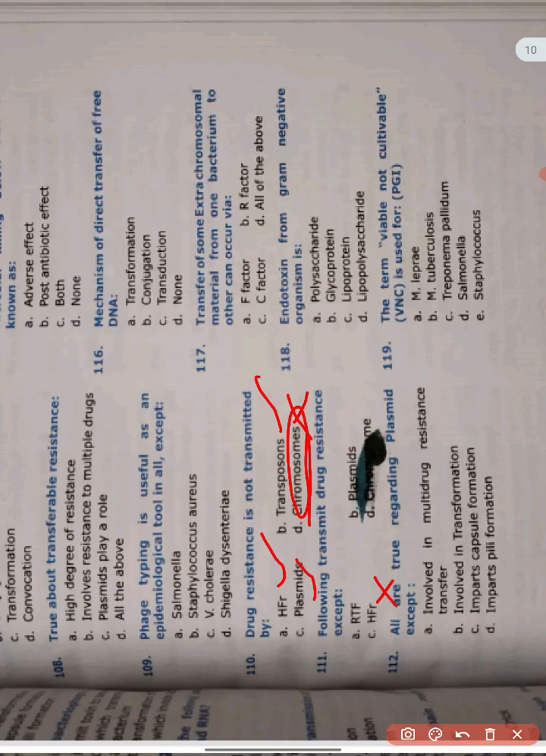All are true regarding plasmids except involving multi-drug resistance. Transformation? No, not for transformation. Conjugation. Plasmid means conjugation. Remember Priyanka Chopra, PC, plasmid conjugation.